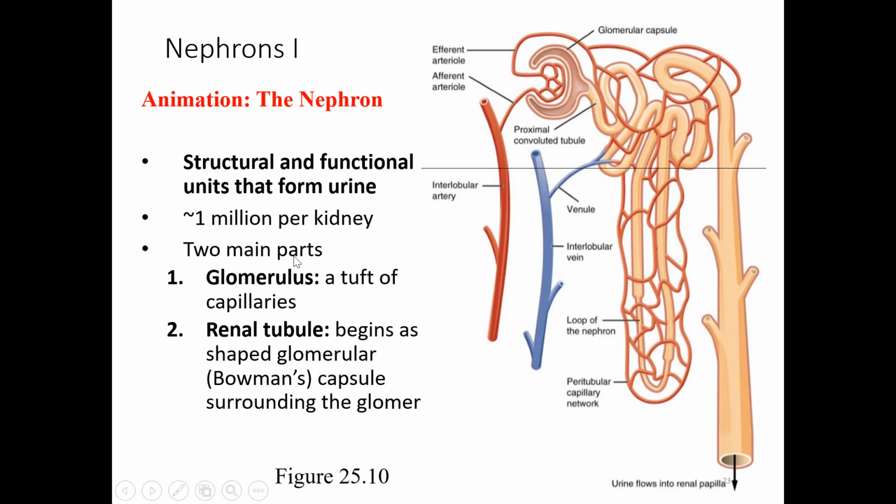Each nephron is made of 2 main parts. That would be called a glomerulus. It's a tuft of capillaries. Remember, afferent arteriole, glomerulus, and efferent arteriole. Everything else right here, starting from the glomerular capsule and all those tubules together, is called the renal tubule. So it begins as a cup-shaped glomerular capsule, which is also called Bowman's capsule. Here it is. It surrounds those capillaries, the glomerulus, from all sides. It holds it inside.